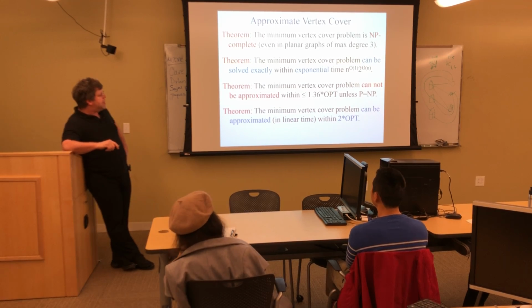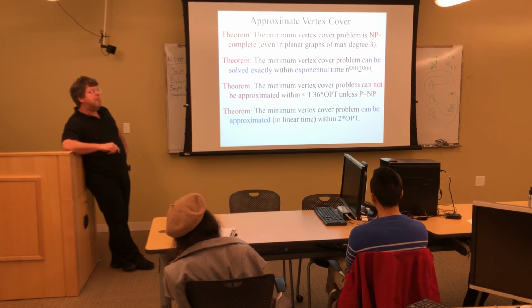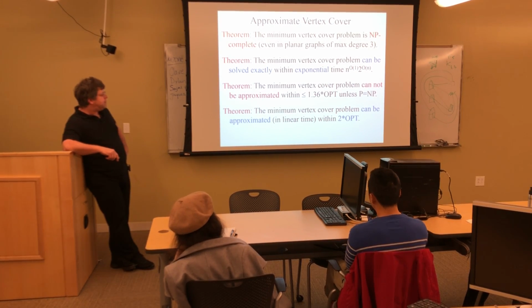Okay, so the minimum vertex cover can be approximated no worse than twice optimal, and in fact, the approximation runs in linear time. So here's a hardness result from below, can't be approximated better than 1.36 times optimal unless P is equal to NP. Here we're saying it can be approximated no worse than twice optimal, and I'm about to give you the algorithm and prove it for this result here, twice optimal.